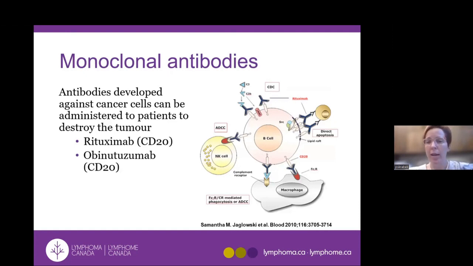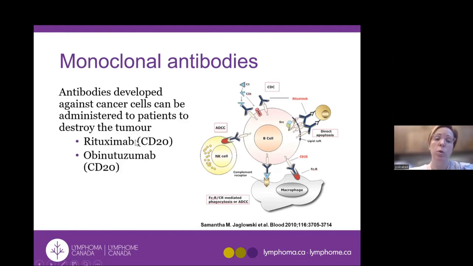And so what is a monoclonal antibody? A monoclonal antibody is basically an antibody that targets a protein on a cell. So on B cells, we have the CD20 protein. And so the monoclonal antibodies most commonly target that, although some newer ones are being developed against CD19, which is also a protein on B cells.